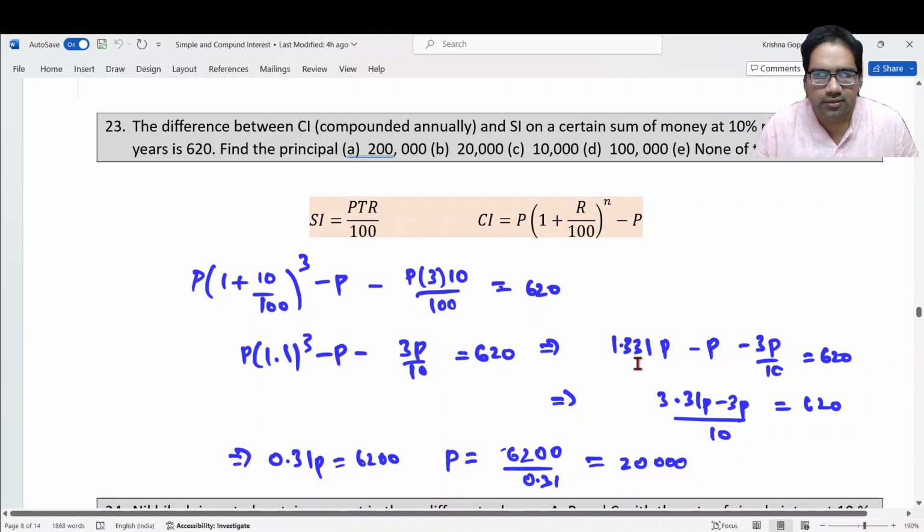If we simplify this, 1.331P minus P minus 3P by 10 is equal to 620. 0.031 P equal to 620. P equals 20,000. So the principal is 20,000.